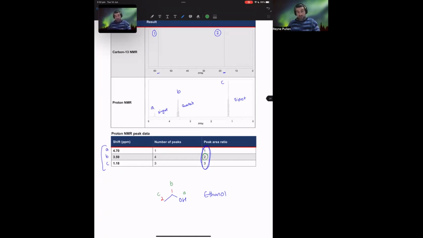All of the different tests, all the different pieces of evidence come together to that.